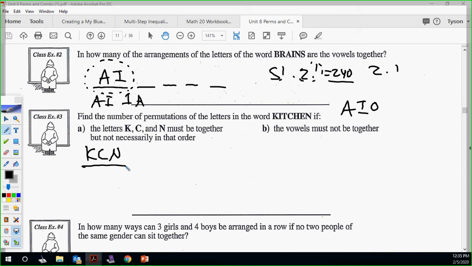So we have 4 letters. That's what we have in terms of what we're moving around. K, C, N can move, and it says that order is not important. It's not staying in that order, so there are other orders of KCN. So it's 1, 2, 3, 4, 5 factorial times 3 factorial this time. That would be 720. The 5 comes from these 5 spaces. The 3 comes from the shuffling of the 3 letters.